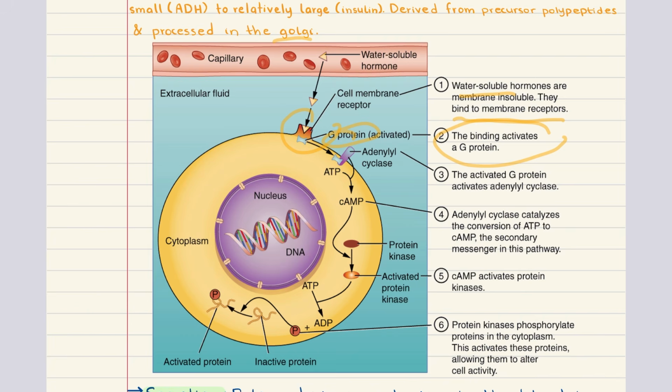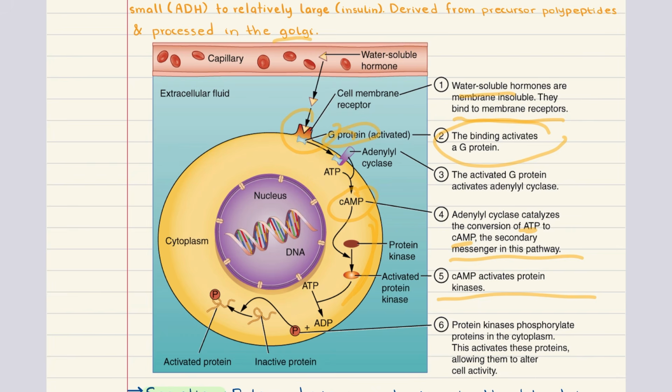This enzyme is going to catalyze the conversion of ATP to cyclic AMP, which acts as a second messenger. Once it's produced, cyclic AMP is going to activate protein kinase A. This is an enzyme that is going to phosphorylate target proteins in the cytoplasm. This phosphorylation will alter the activity of those proteins, often by turning them on or off, and that can lead to changes in gene expression.